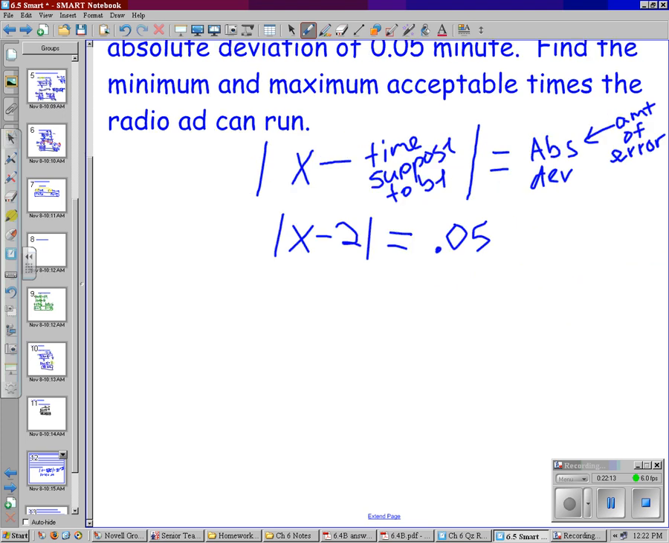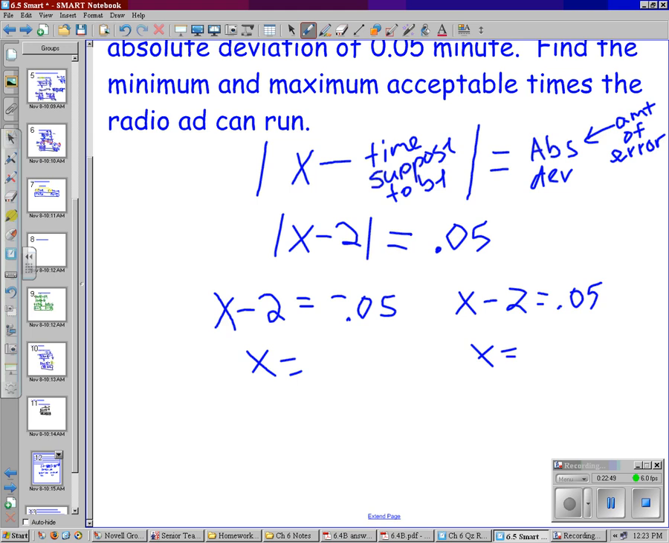We would have what as our 2 equations, please? What would our 2 equations look like for that absolute deviation? Rebecca? Should I say in the bars? Okay, x minus 2 equals negative 0.05. Okay. And then x minus 2 equals 0.05. Okay. She did the negative first and the positive second. No big deal. It's okay. Makes no difference. Okay. So now solve them both, and we will have x equals and x equals.